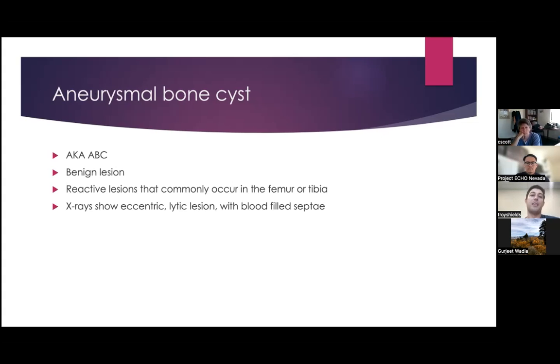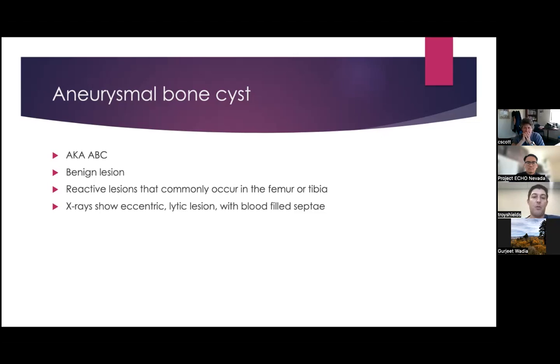Next one along the same line is an aneurysmal bone cyst, also known as an ABC. Another benign lesion. It's reactive and commonly occurs in the femur or tibia, but in a similar position in the metaphysis near the epiphyseal region. Same type of situation. It may keep growing while the patient's growing, and then once it stops, it'll be done.